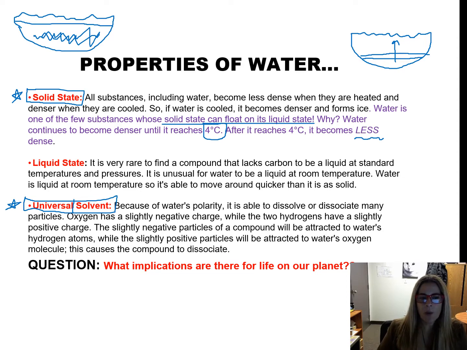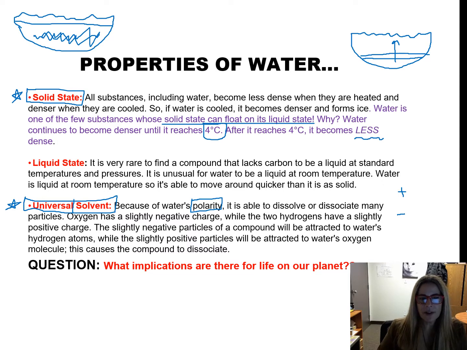The reason why water is a good solvent is because of its polarity. And remember what that means. Water has a slightly positive end and a slightly negative end. What this allows it to do is attract different kinds of molecules and pull those molecules apart until they're dissolved. So the slightly negative and slightly positive polarity of water allows it to dissolve lots of substances.